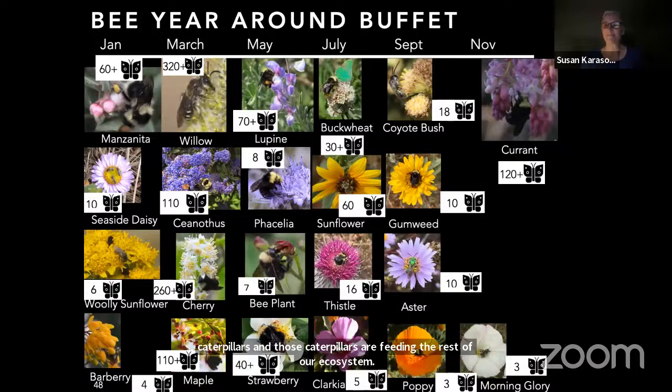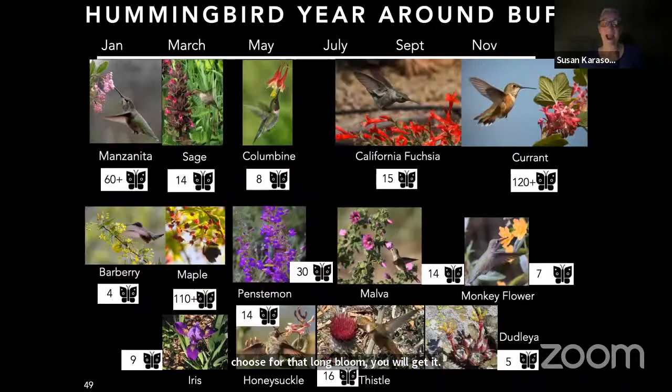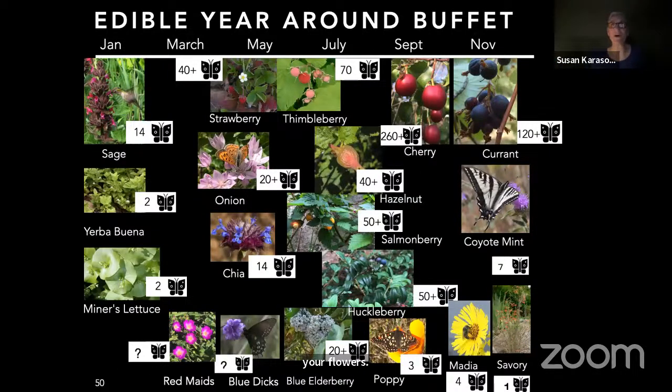And so these are very long, if you choose for that long bloom, you will get it. Unbelievably helpful to bees. And our hummingbirds have got a lot of choices of things that they could eat. Again, they don't want to migrate. They want to stay in your garden and fight with you and all the other hummingbirds and critters for access to your flowers. And people, there's all kinds of things that we can eat. Thanks to the information that we have, we've got seeds and flowers and fruit and nuts and greens, just amazing the number of things that we can eat.